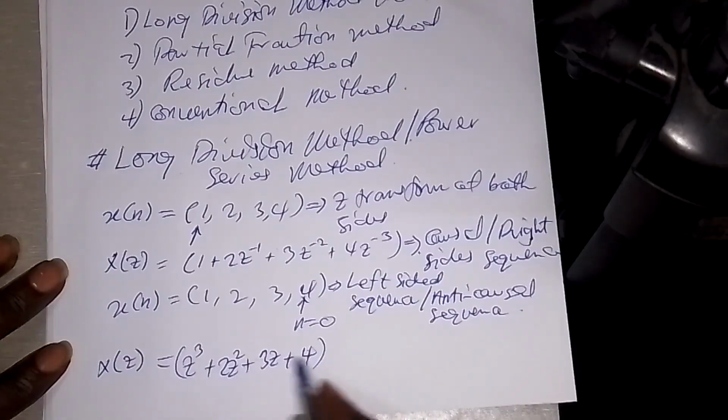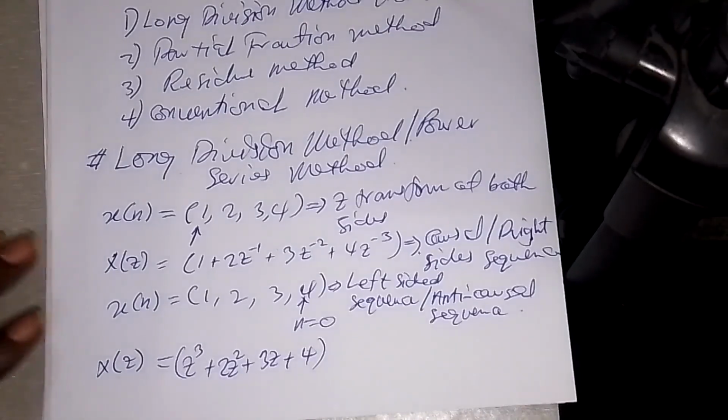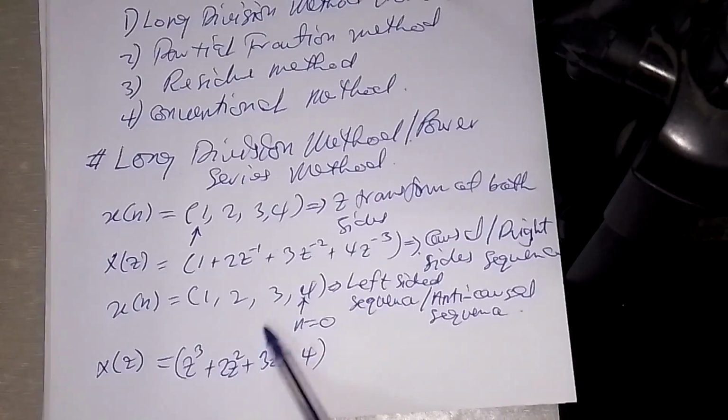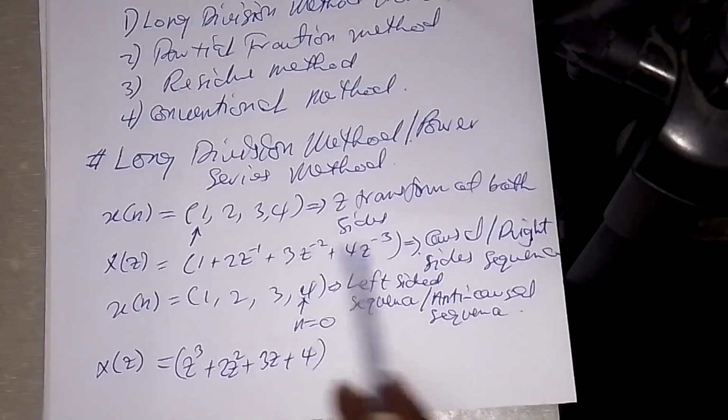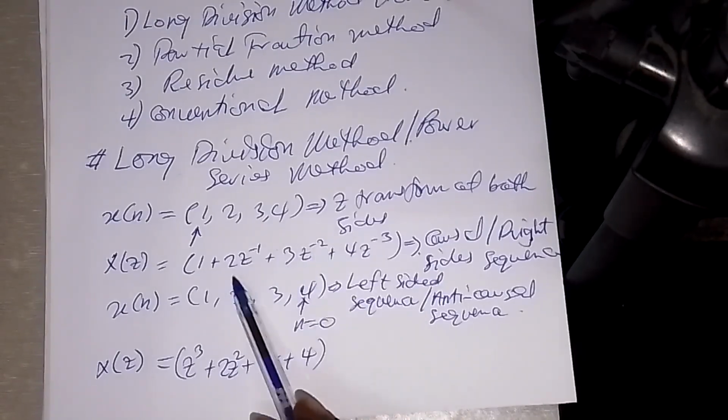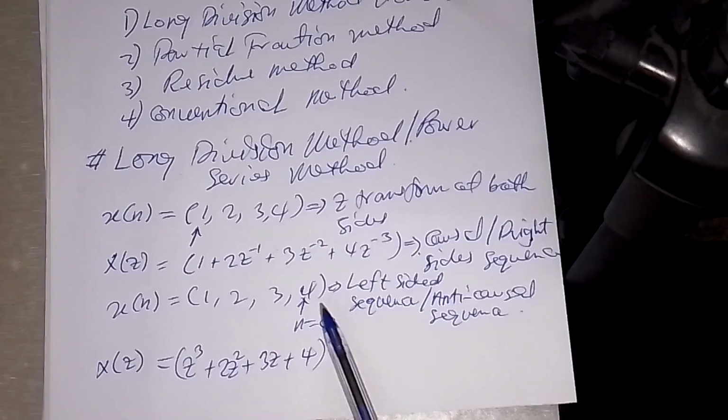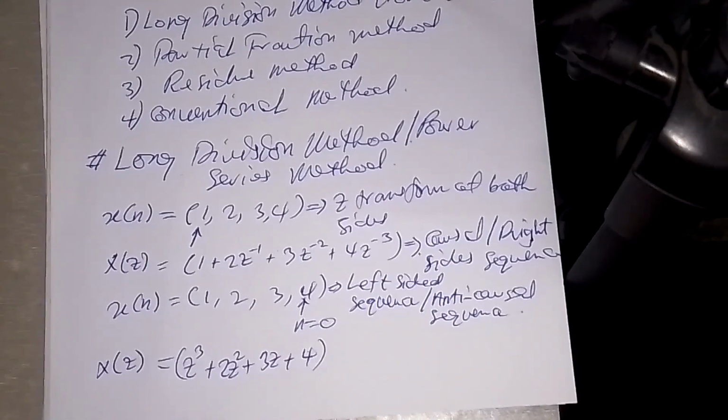But here what you can see is that I have positive powers of z. Why am I iterating this one? Because we taught this at the beginning of the z transforms. I'm iterating it because it's going to help us in our current discussion on inverse z transforms using the long division method. Whenever we have a right-sided or causal signal, our answers will be in negative powers of z, and whenever we have a left-sided or anticausal signal, our answers will be in positive powers of z. So from here we will go on to the long division method.